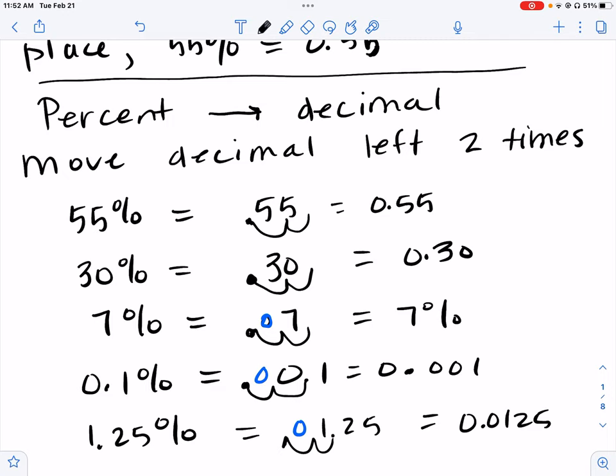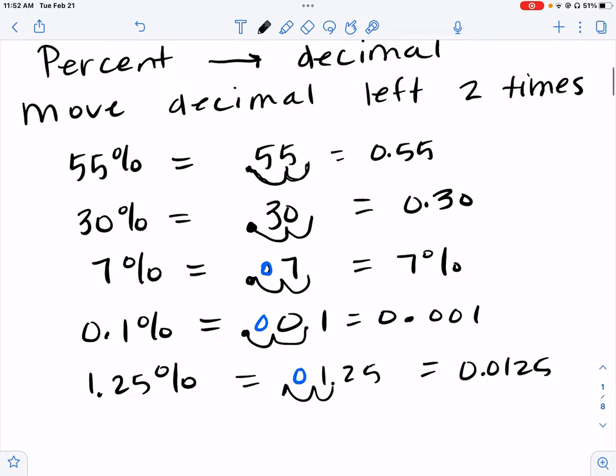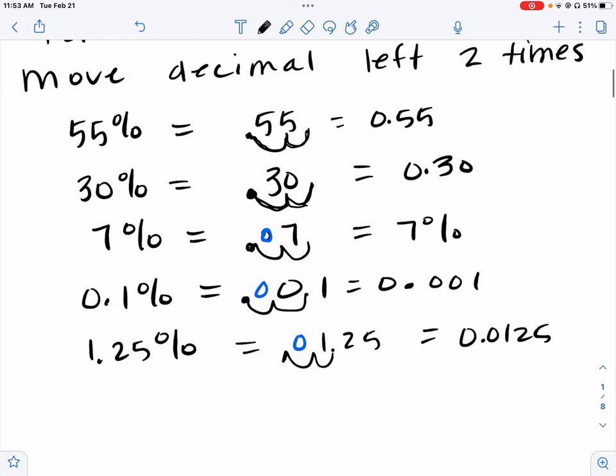55%, the decimal's understood at the end, so 2 times would equal 0.55. 30%, the decimal's assumed at the end, so 2 times would be 0.30. 7%, we would move it 2 times, and you fill in the blank with a 0. So 7%, I rewrote 7%.